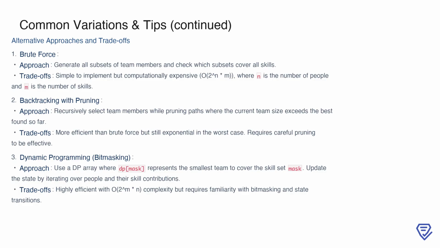Here, you use a DP array where each state represents the smallest team that can cover a specific skill set, and you update the state by iterating over people and their skill contributions. This approach is highly efficient, with a complexity of 2 to the power of m * n, but it requires a solid understanding of bit masking and state transitions.